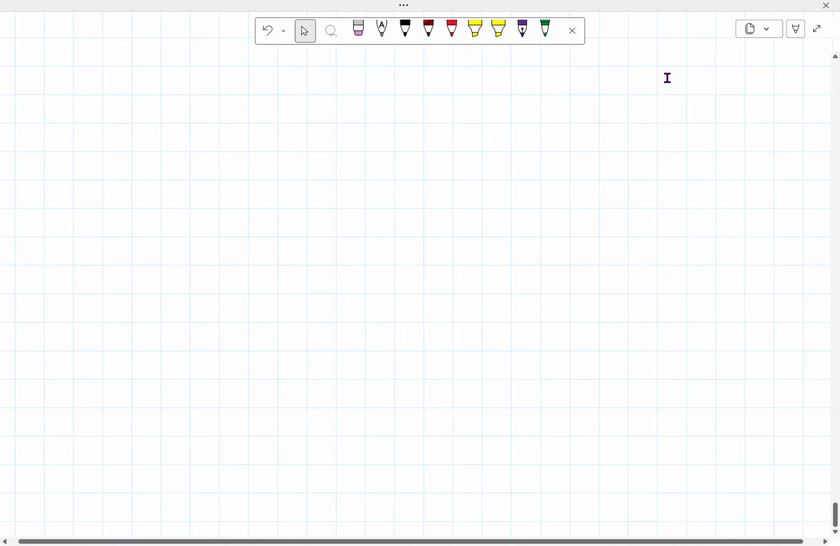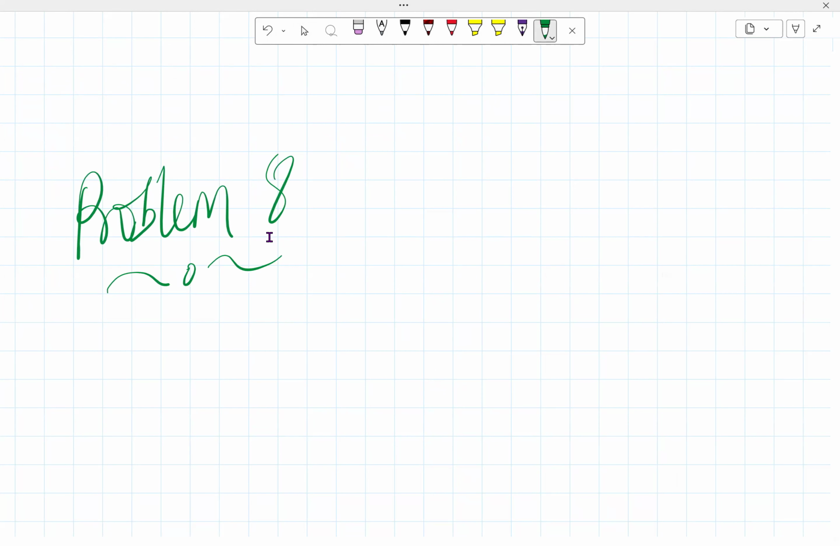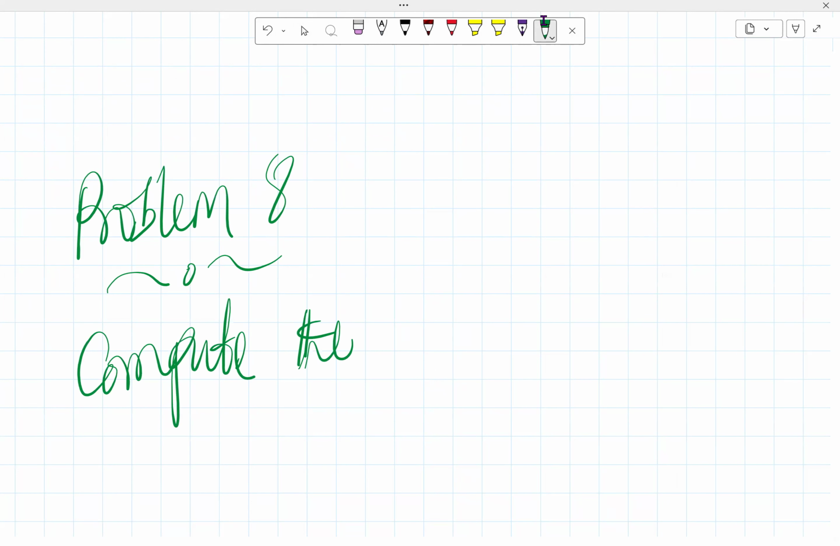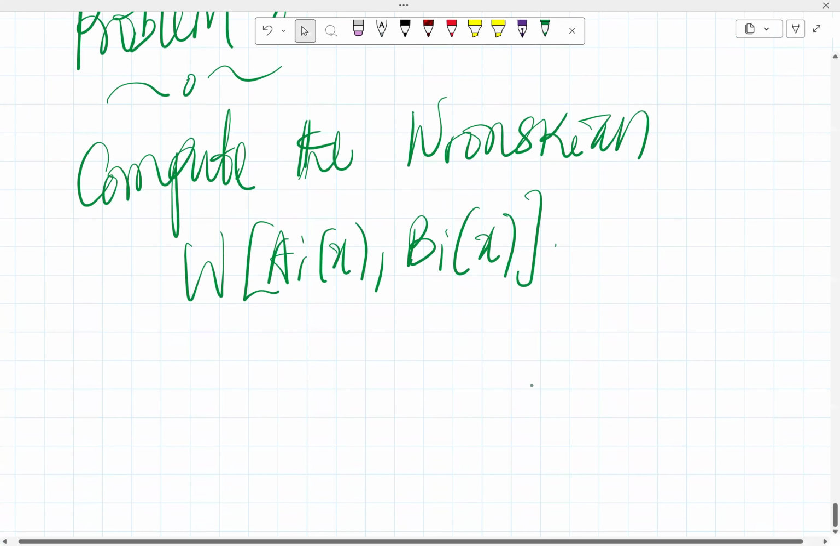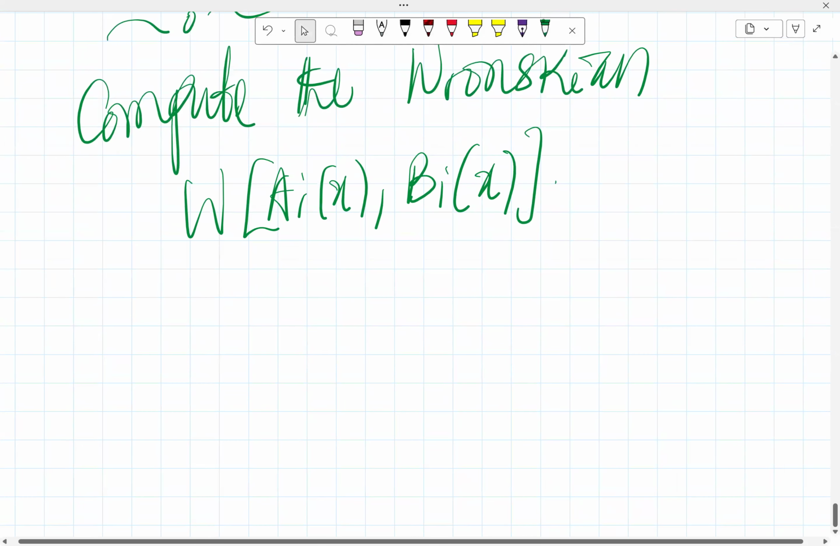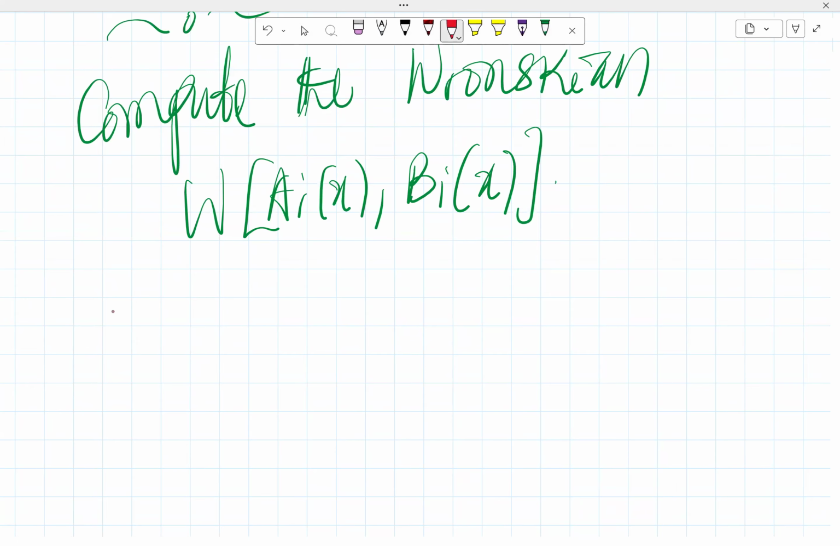So start with problem 8. Problem 8 says compute the Wronskian, W of Ai of x, Bi of x. Of course, step 1 is to define the Wronskian. So, definition of the Wronskian.